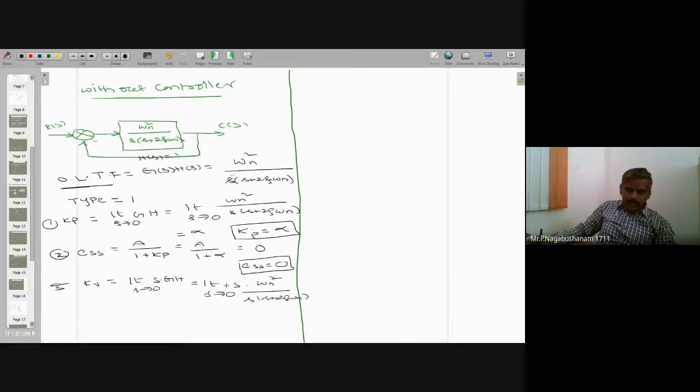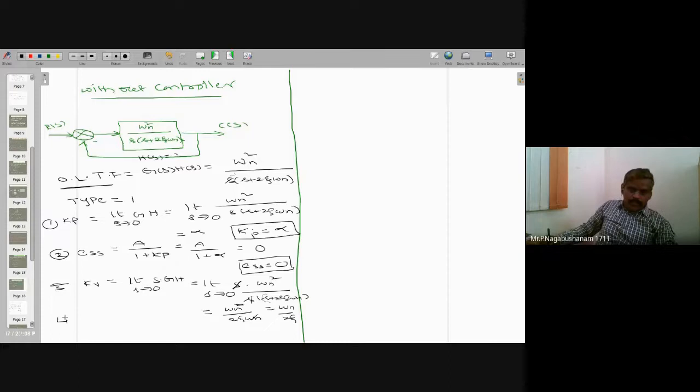Now put s equal to 0. Anyway, before that, the s will get cancelled. You put s equal to 0, this is a 0. Then the remaining term is omega n square divided by 2 zeta omega n. Omega n gets cancelled. Finally, we get omega n by 2 zeta.